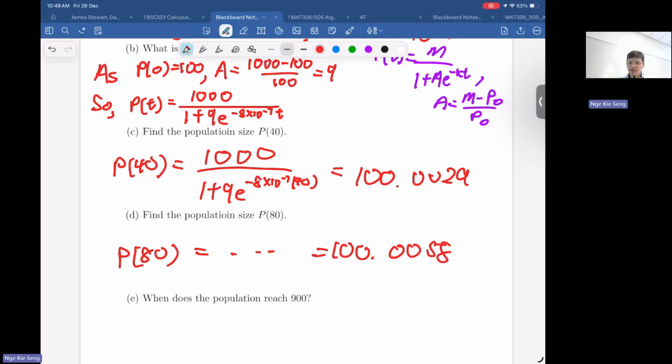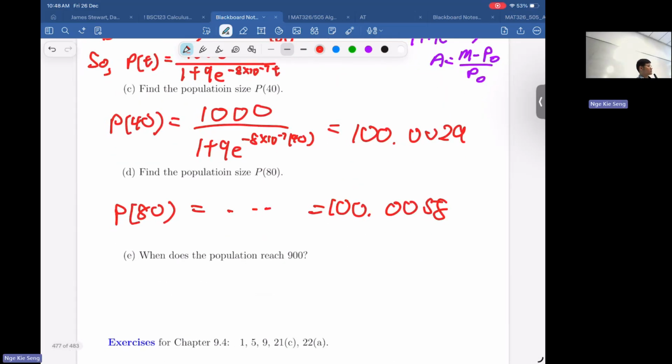Did I compute something wrong? Can you check my solution, is it correct or not? Check your calculator. What I computed, is it correct or not? Felicia, can you help check? P40, P80, are they correct? Okay, while checking, let's go to the next one.